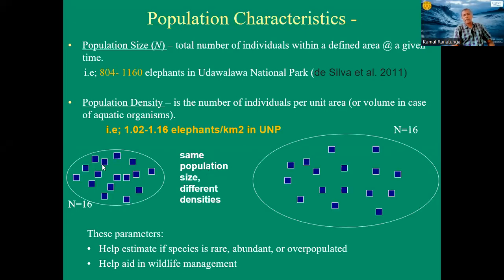So you can see here the same population, that's N equals 16 here, can be in a different volume, in a different area. That means the density is different here and here. The density is higher here, whereas the density is low here. So even though it is the same population, it's not the population size alone; you have to think of the density as well, how densely they are spread. That's also very important in many cases, just to get an idea whether they are abundant, very rare, or overpopulated. You need to consider their density.